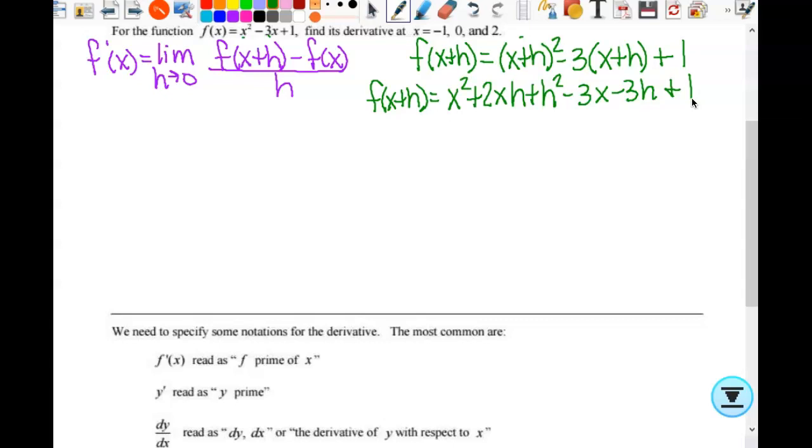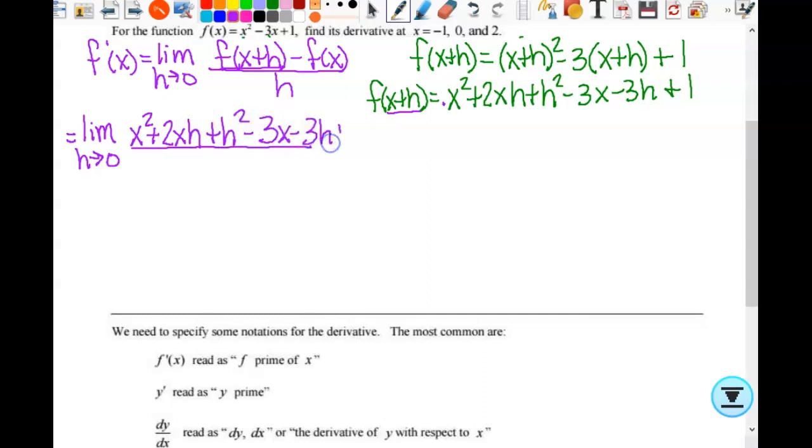All right, so can I combine any like terms there? Are there any like terms? No, there aren't any, right? They're all different. So we've got those six terms there. Now we found the x plus h, and we're going to put it in right here. So we're going to write this is equal to the limit. Don't forget your limit statement. The limit as h approaches 0 of my f of x plus h. I'm rewriting this whole thing right here: x squared plus 2xh plus h squared minus 3x minus 3h plus 1.